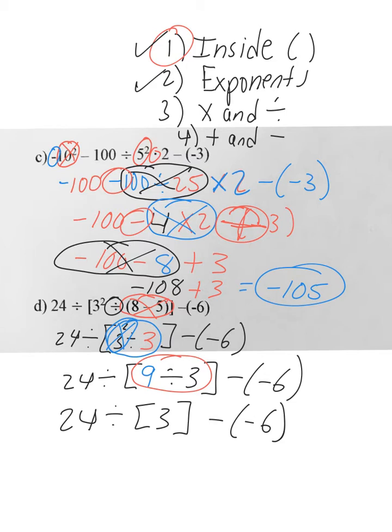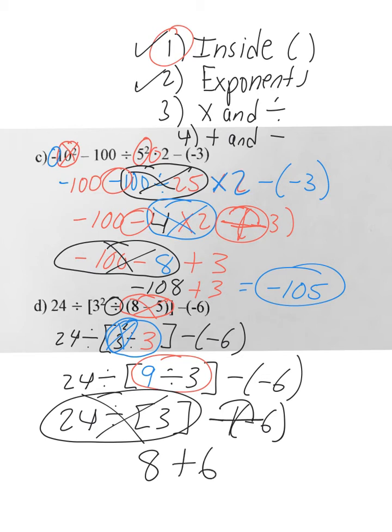So as I go from left to right, I see division first. So 24 divided by 3 would be 8. Then I see multiplication over here. Negative times negative is positive. So plus 6. And now I'm on the last step. I see addition. 8 plus 6 for 14. So 14 is the final answer for D.